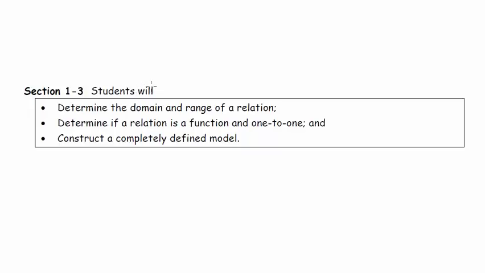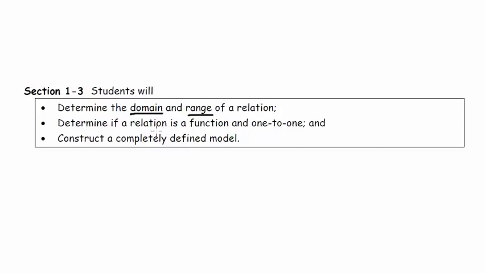In section 1-3, we're going to look at three objectives. The first one is finding the domain and range of a relation. This is probably not new to you. You probably did it in algebra, but what might be new is considering the context if we have a word problem when we're finding the domain and range.